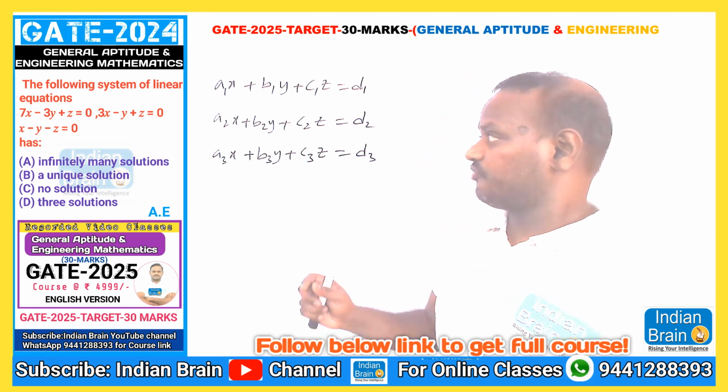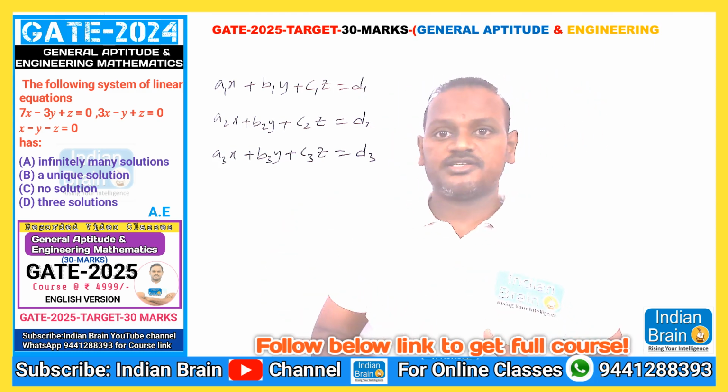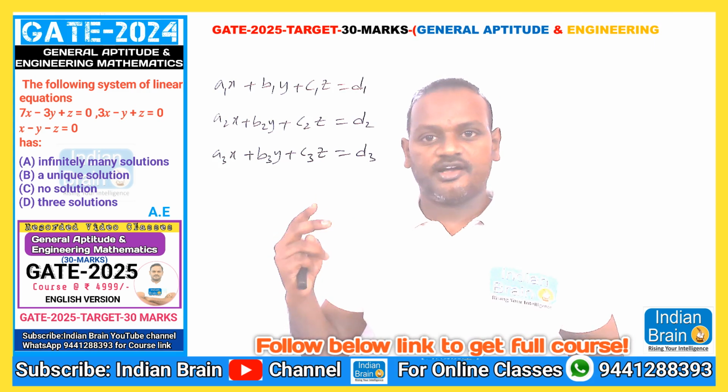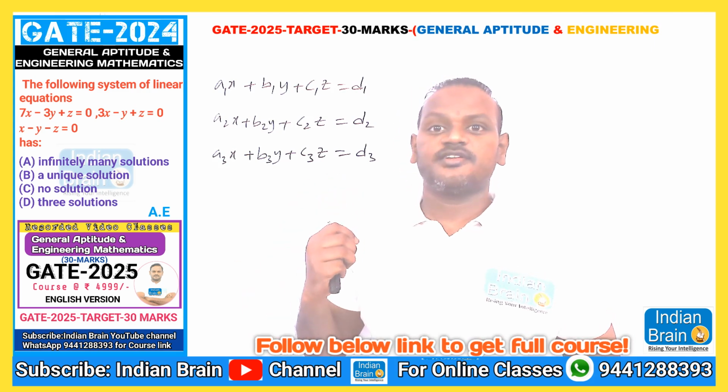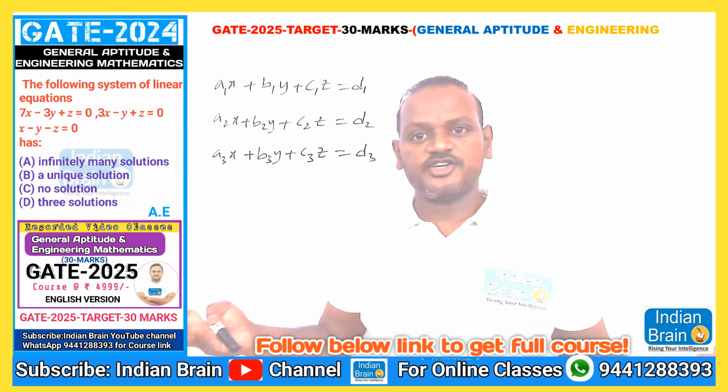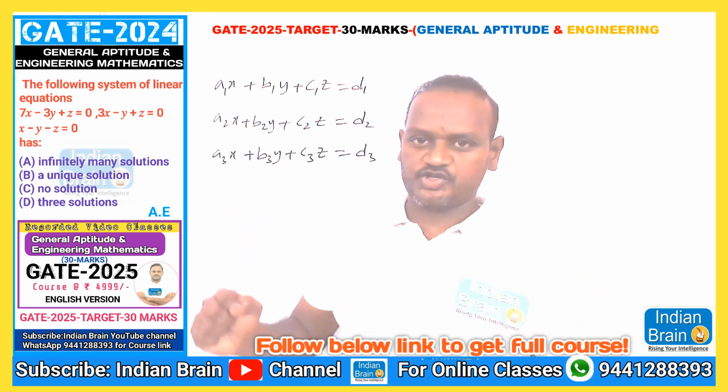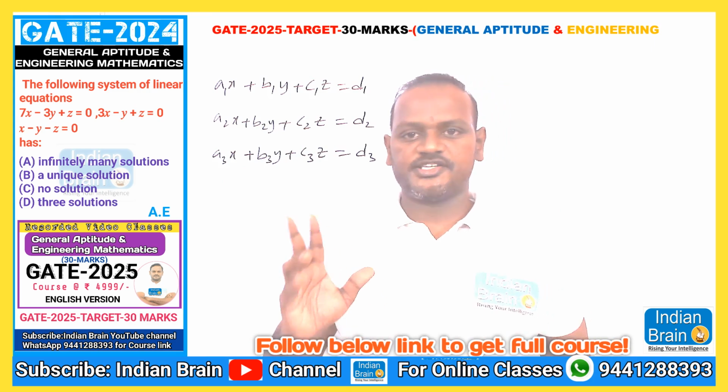Okay, fine. Now we need to go for the conditions. What are those conditions? No solution, unique solutions, infinite solutions. These are the three conditions, right? First of all, we need to go for the conditions here.